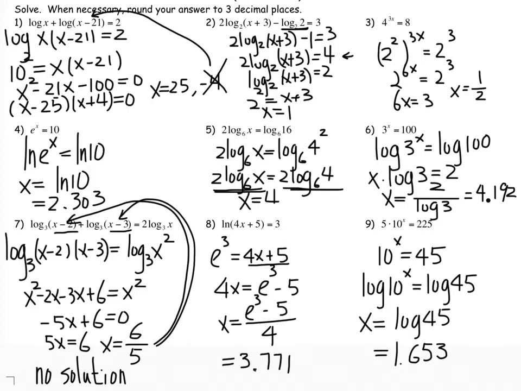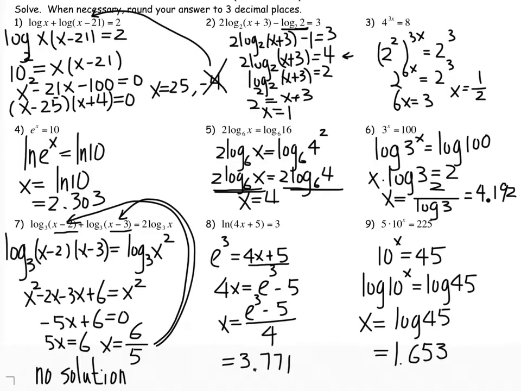Subtract both sides by 5 and then divide it by 4 to find my x equals 3.771. Number 9. So I'll start with dividing both sides by 5. 5 times 10 to the x power. So I divide by 5 first. 10 raised to the x power equals 45.